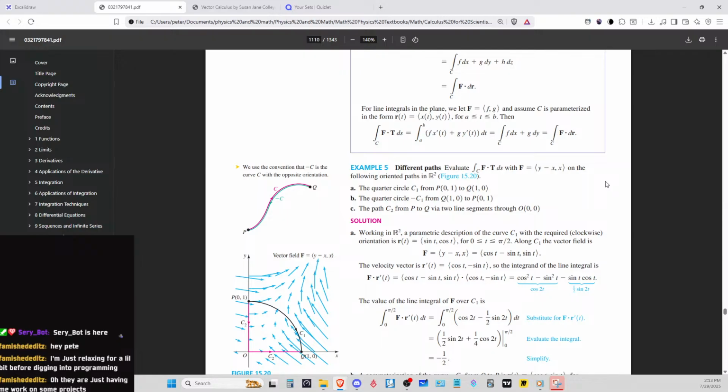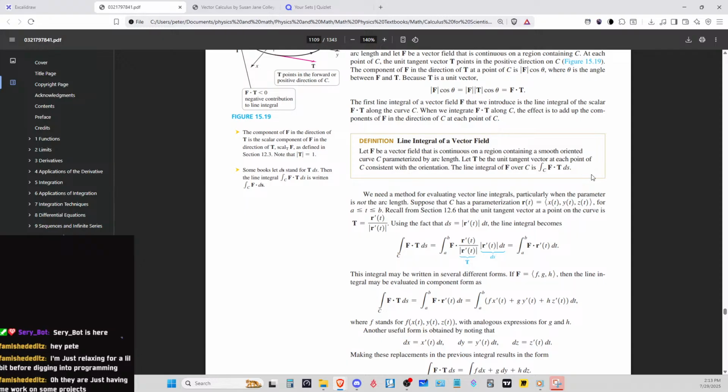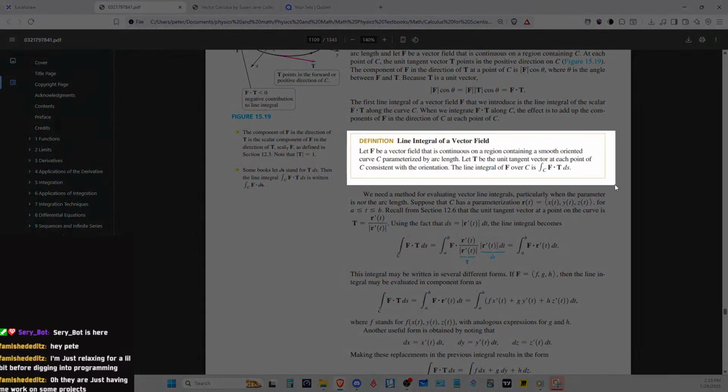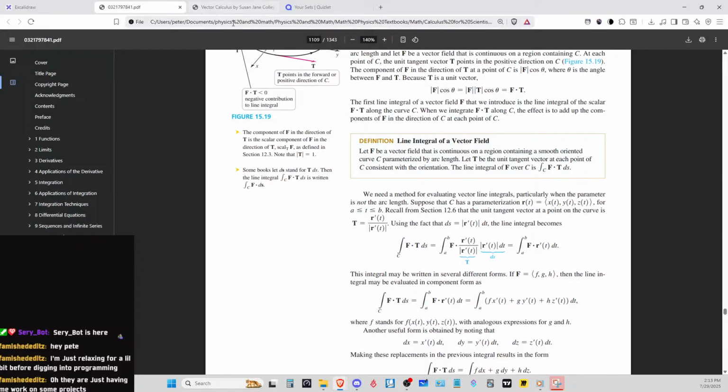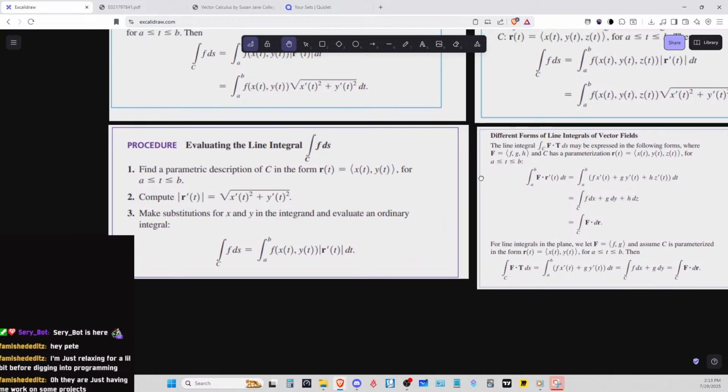One question is, what is t in this case? Let's see if I missed that detail. Oh, here we go. Yeah, we have a definition here. We might as well take the definition as well. Over here.